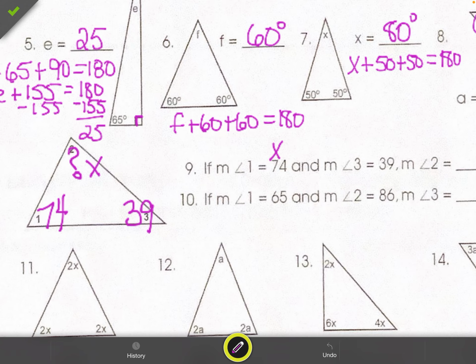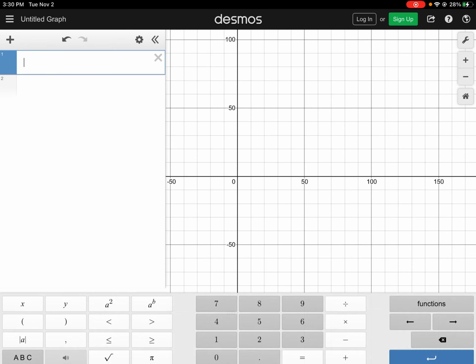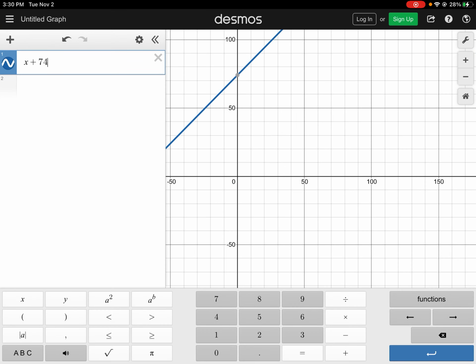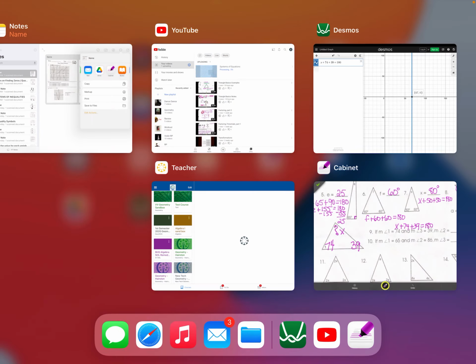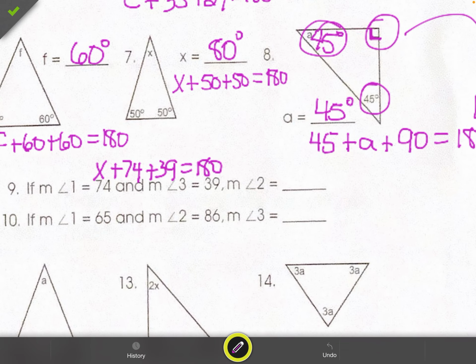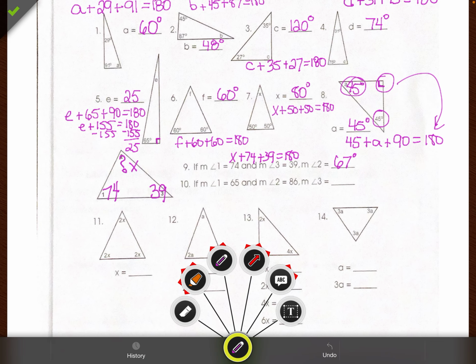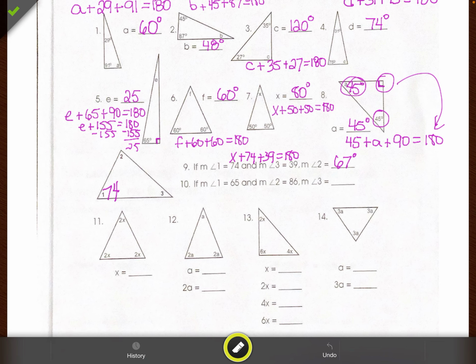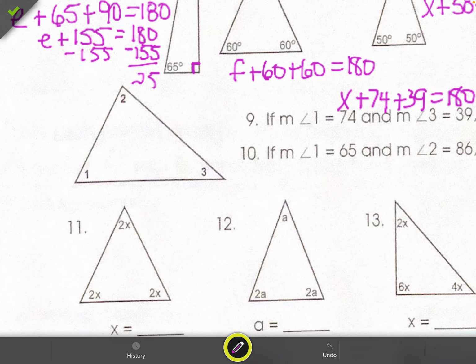So we're going to say first angle plus second angle plus third angle equals 180. And again, you don't have to start with x if you don't want to. So x plus 74 plus 39 equals 180. Find your line, double tap. That other angle is 67 degrees. So angle 2 is 67. Now we're going to do the same thing for 10 using the same picture. So I need to erase all of this. That's why I said use pencil. All right, so angle 1 is 65.